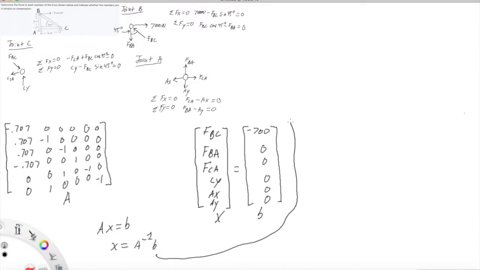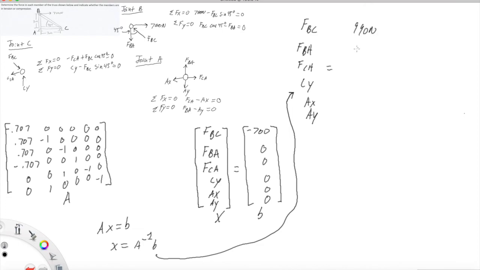Okay, and now we've finished the problem. We can say that FBC is equal to 990 newtons, FBA is equal to 700 newtons, and the same for FCA, CY, AX, and AY, okay? And then it also asked us to determine whether the members are in compression or in tension. So to do that, we look at our free body diagrams, okay?